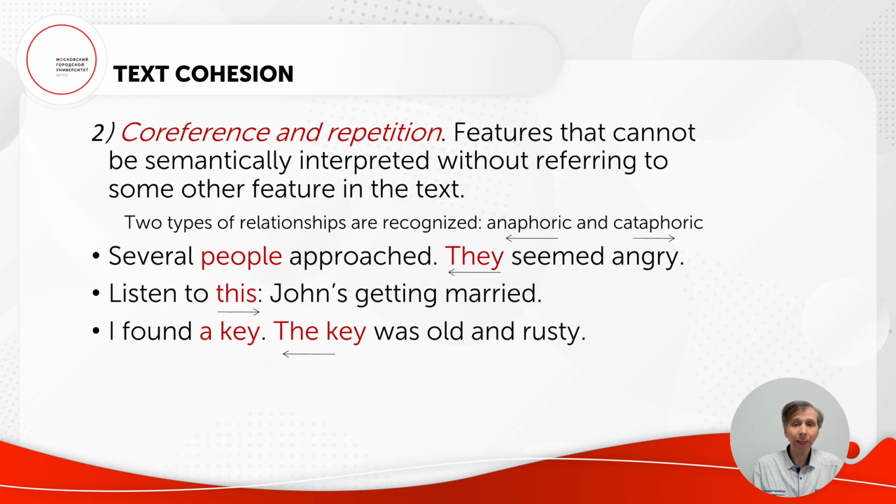For example, several people approached. They seemed angry. So this they refers you to the earlier sentence. Listen to this. John's getting married. So this is a cataphoric element which refers you to some later point. I found a key. The key was old and rusty. In this case, this article the is an anaphoric co-referent item, which refers you to something which we know from the previous context, whereas the key, the word key, is also repeated and therefore keeps this locked together.